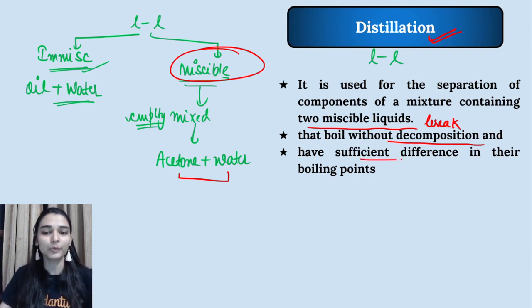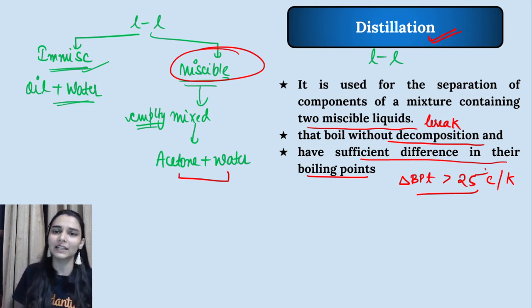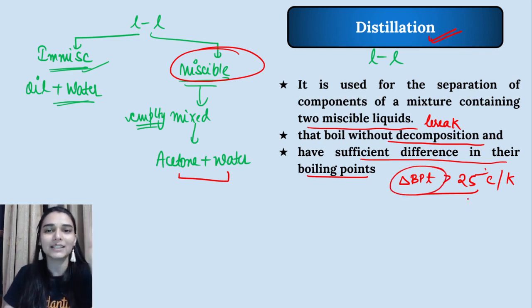Second thing, there should be sufficient difference in boiling point. When you do distillation, the boiling point difference of the 2 liquids should be above 25 degrees Celsius or Kelvin. When I talk about the difference in temperature, it is always the same, whether you take it in degree Celsius, Kelvin, or Fahrenheit. Okay. So this boiling point difference of the 2 liquids should be more than 25. Only then you can use distillation.